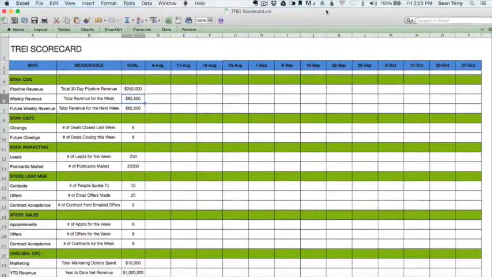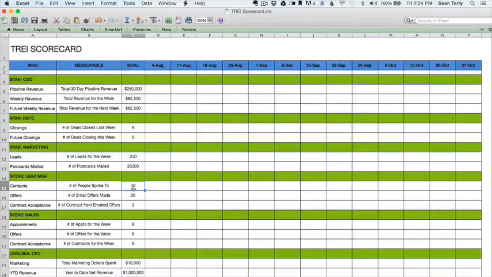There we go. Okay, boom. Then we got future weekly revenue. That's all the deals that are closing the current week, because you're meeting on Monday. So what is closing during the week? Okay, and now here's closings. We got 6 deals closing. Future closing 6. Leads, 250 leads. Postcards mailed a week, 25,000. And this is the goal. And then you report on a weekly basis all these numbers.